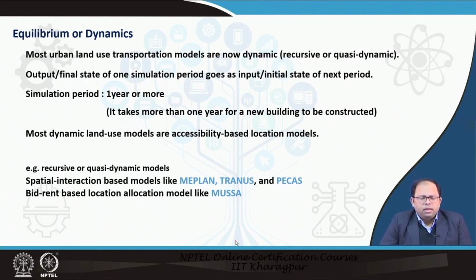We can take 1 year, or it could be even stages of 5 years or so. Most of these dynamic land use models are based on accessibility based location choice models, and some of these models which are based on the spatial interaction theory are Emiplant, Ranus and Picas. These were initially not dynamic, but nowadays they have been made into dynamic models. And then we have bid rent location allocation models like Musa, which are right now made into dynamic models.